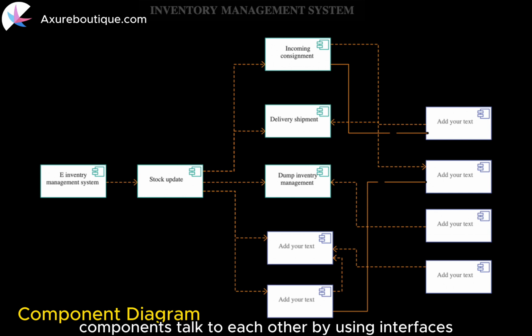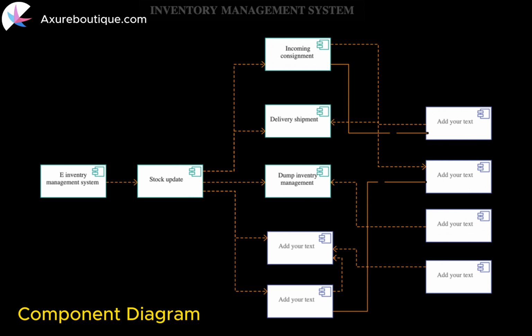Components talk to each other by using interfaces, which are like special channels of communication. We show these interfaces as lines connecting the components. These lines are called connectors. Here's an example of a component diagram.